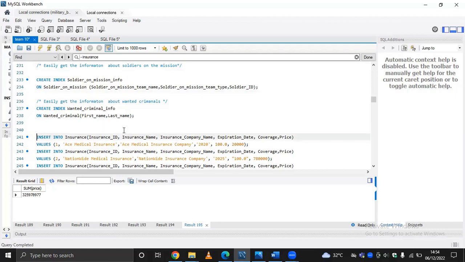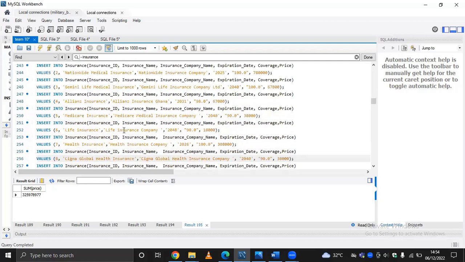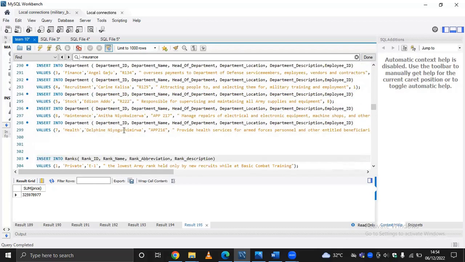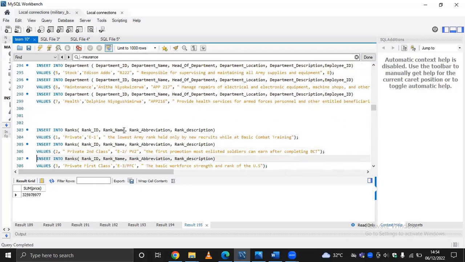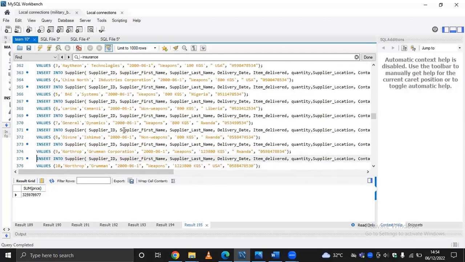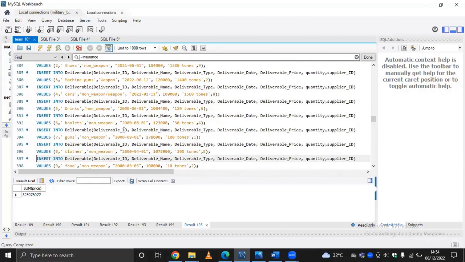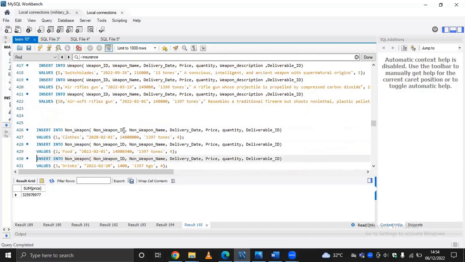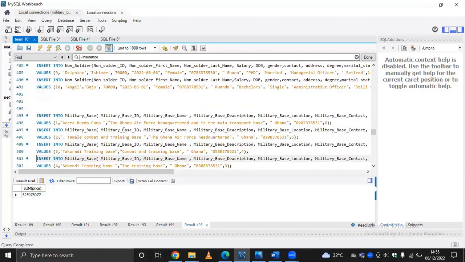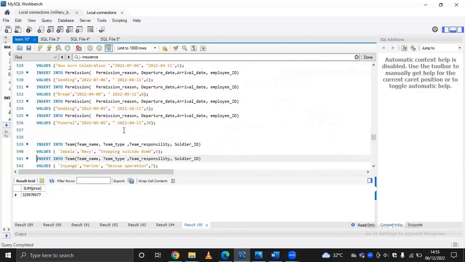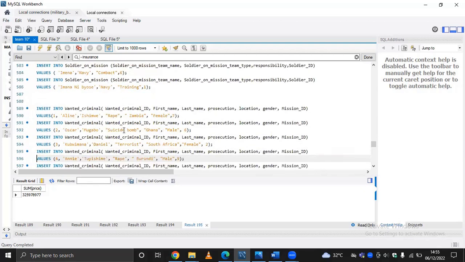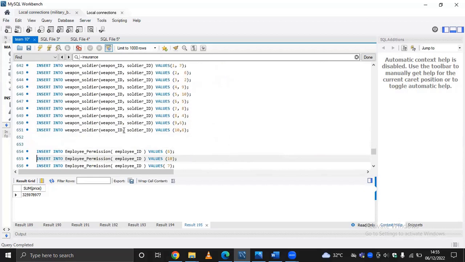So here's where I inserted my values. This is insurance. This is employee. This is department. I have certain departments. This is rank. This is mission, supplier, deliverable, and non-weapon. So this is where I inserted my values. Team, soldiers on the mission, wanted criminals, and this and this and this.